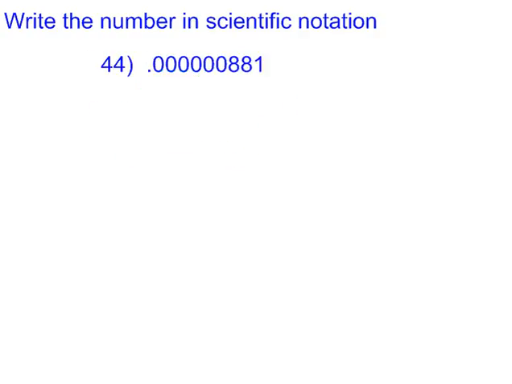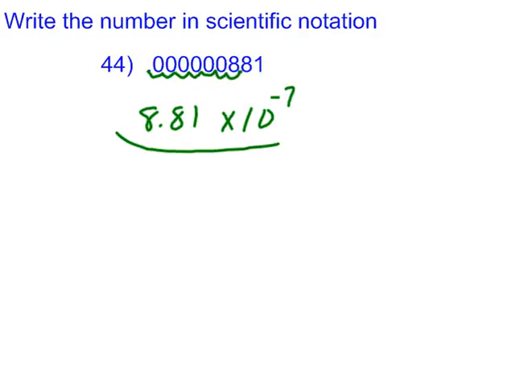Number 46, we have a very small number again. To write this in scientific notation, the decimal point would go right here. So we have 8.81 times 10 to the, 1, 2, 3, 4, 5, 6, 7. Once again, it's 7. A small number gives us a negative. So we have 8.81 times 10 to the negative 7th power.